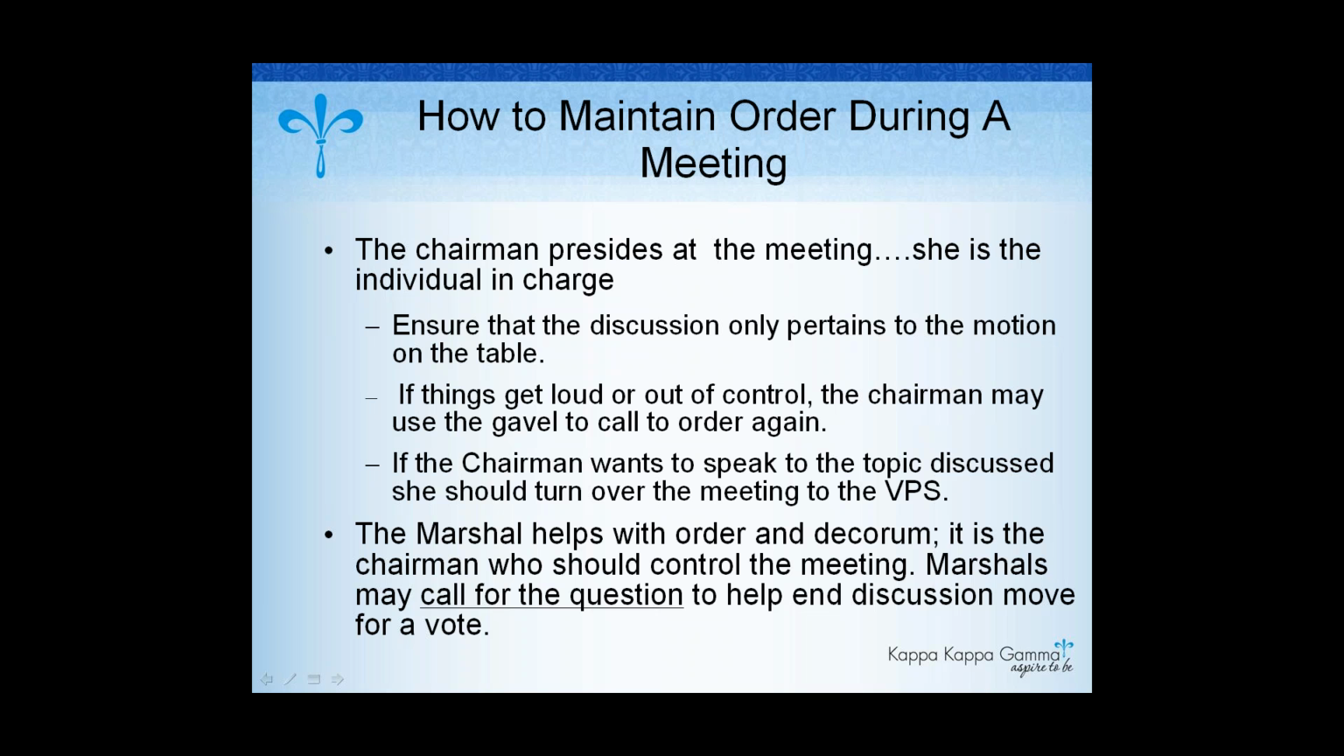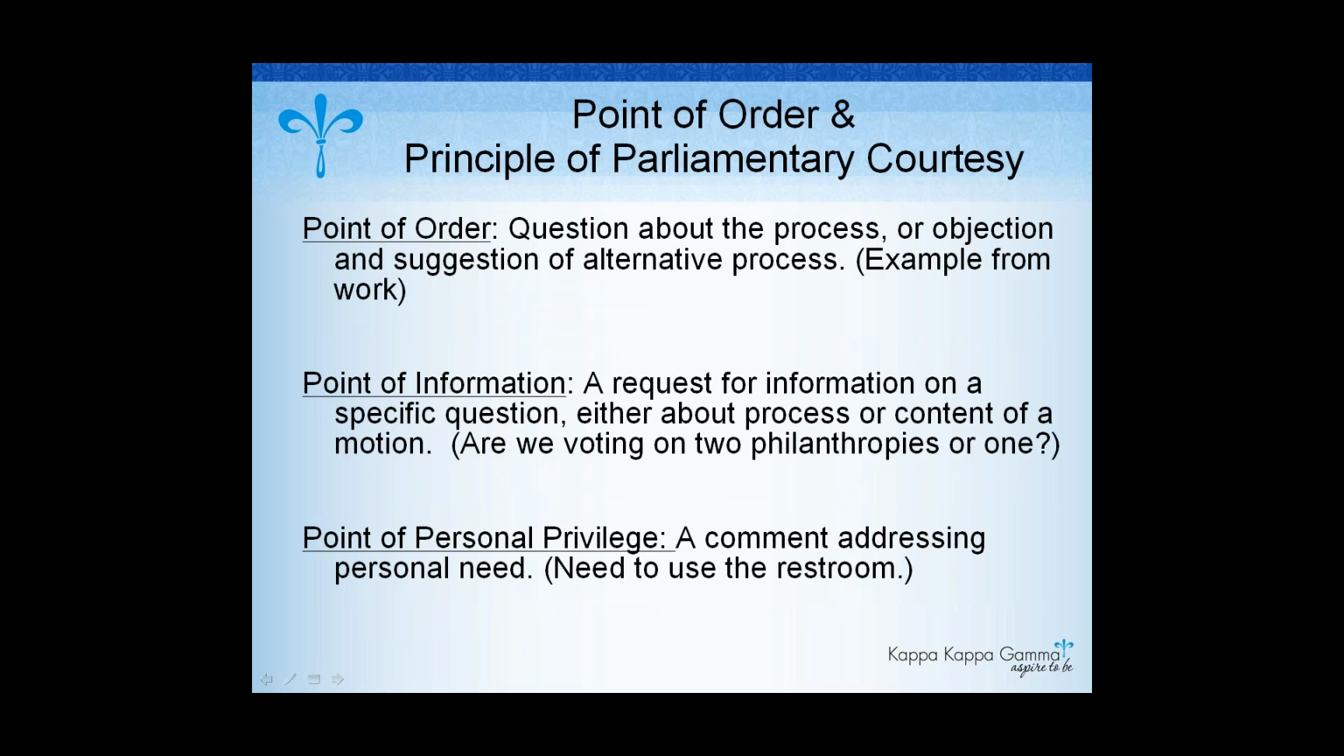There are a couple of points of order that I want to go over, and I just picked three because, again, what I feel the purpose of this webinar is to really start slow and use the basic principles of parliamentary procedure in a chapter meeting. These are some of the basic points of order that can be used, so as not to confuse everybody and really keep the meetings running smoothly and efficiently. So the first one is just called a point of order. And what that is, is a question about the process, or an objection and suggestion of an alternative process.